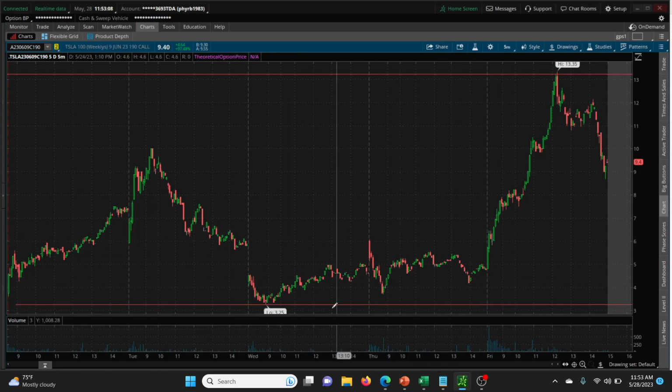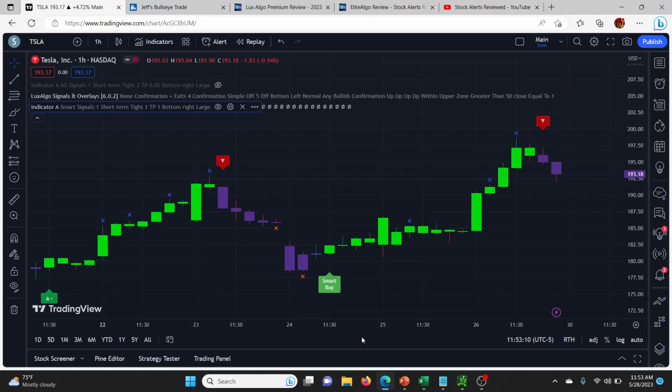There's a little flatter period around here. Let's see. And that looks, I guess, similar. It's a flat period right here on the underlying. So they do follow. So check this out. On the Friday, there was a smart buy on LuxAlgo. So we're looking at both LuxAlgo and EliteAlgo here. To make it simpler, I'm going to get rid of EliteAlgo. And you can see that not much changes, and that's one of the points I want to make in this video. So this is LuxAlgo.